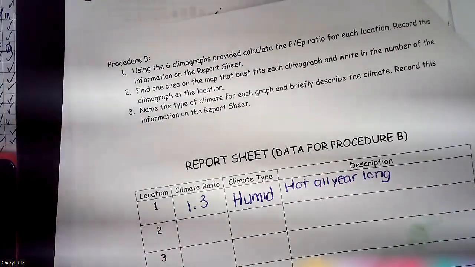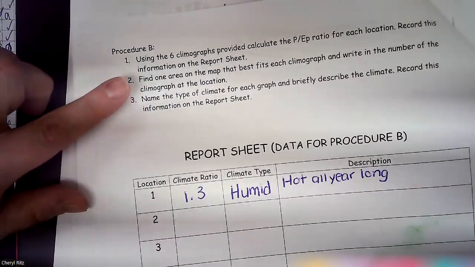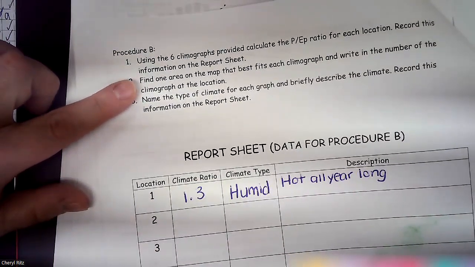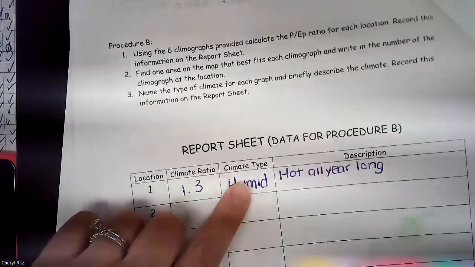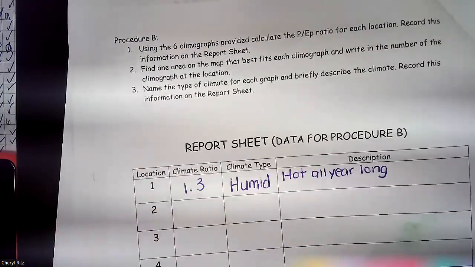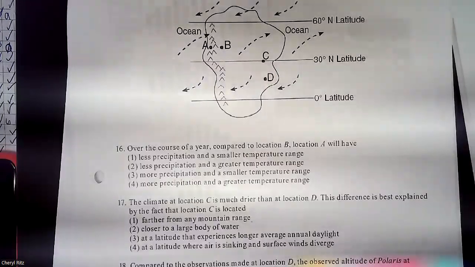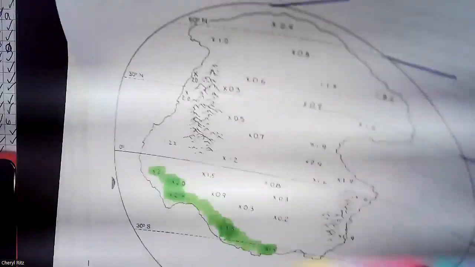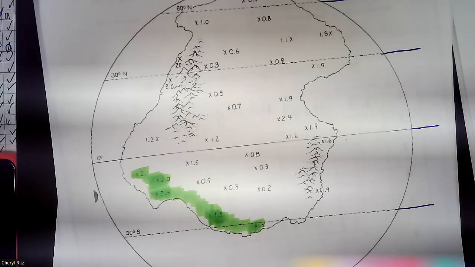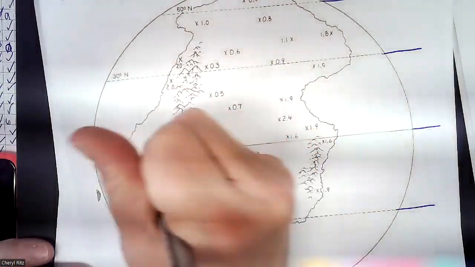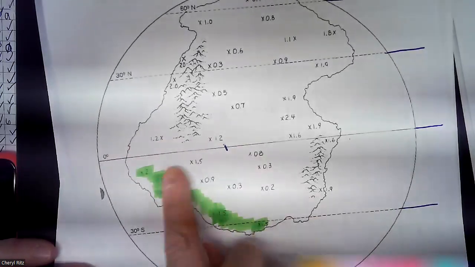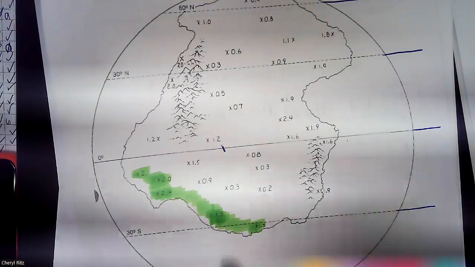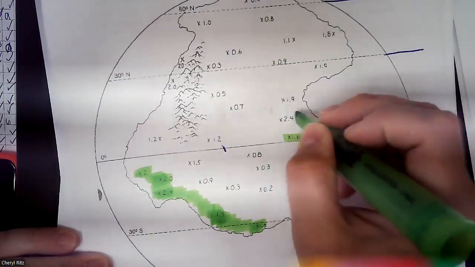But then the next part, that's only step 1. Step 2 is to find an area on the map that best fits the climograph and write the number in that location. We've got, it's humid and it's hot all year long. Where on Earth, or this imaginary continent, near the equator? So you're going to label that. And since it's humid over here, I'm going to say it's going to be none of these other locations. Well, I guess there are a few more, sorry. So actually all of these are almost.